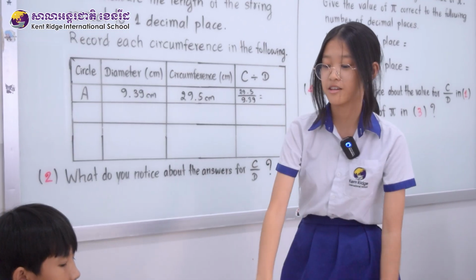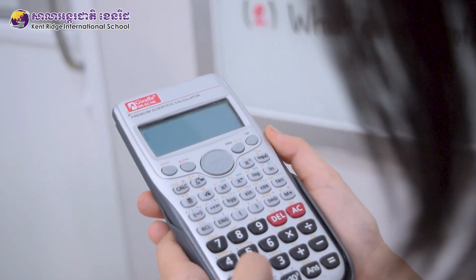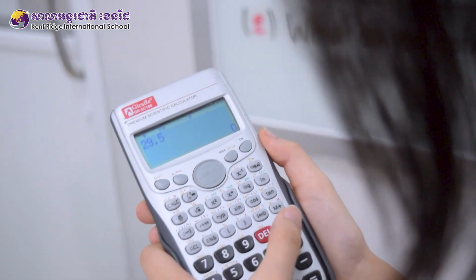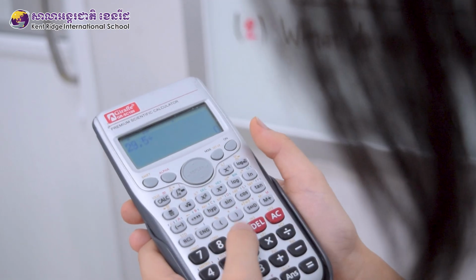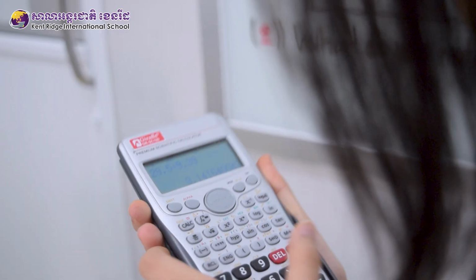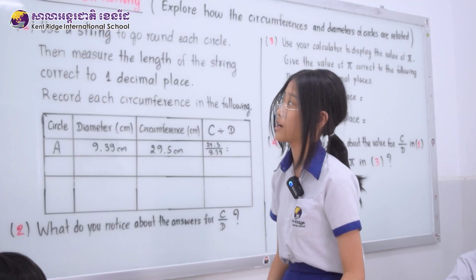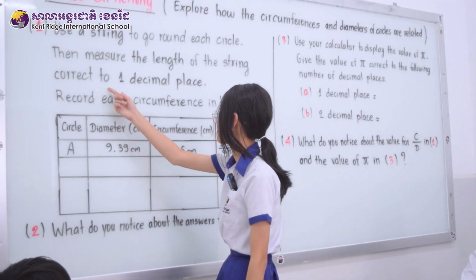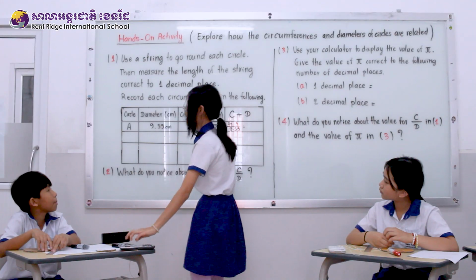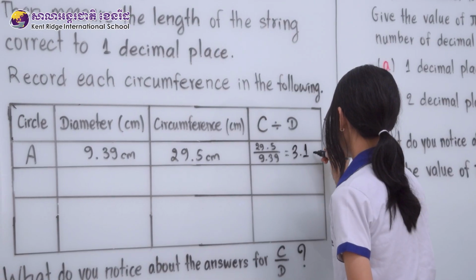We're gonna use a calculator, and we're gonna take its circumference, which is 29.5, divided by its diameter, which is 9.39. Now we're gonna get its answer, which is 3.1416. But it told us to only correct to the first decimal place. So after dividing it, it's only gonna be 3.1 centimeter.